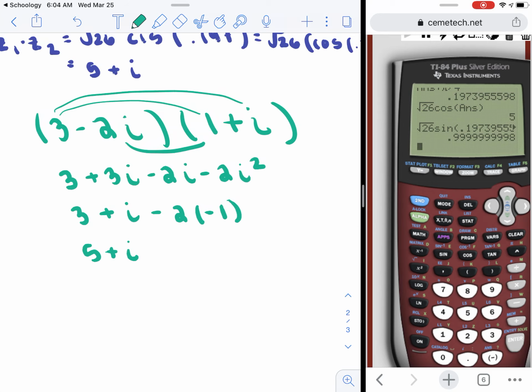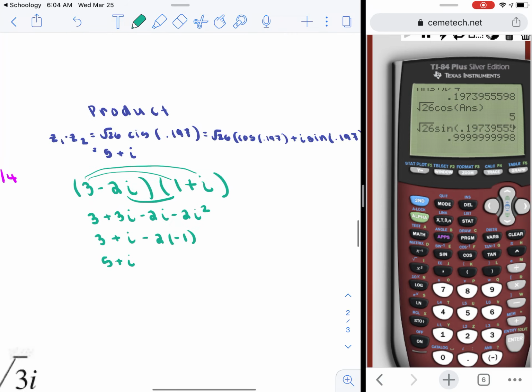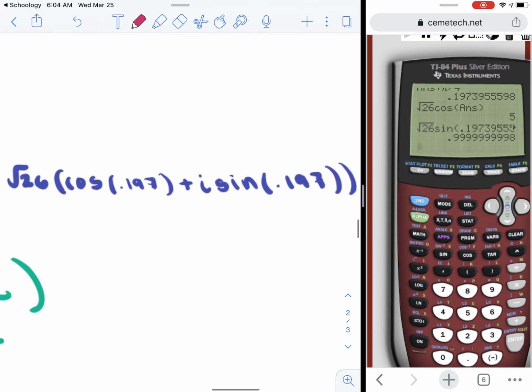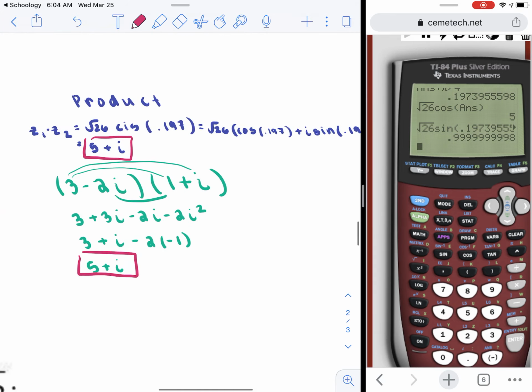5 plus i. The whole point of this problem, and I think some of you guys missed what it was asking for, is to confirm that these two are the same. And that's what you see when you actually write this in standard form.